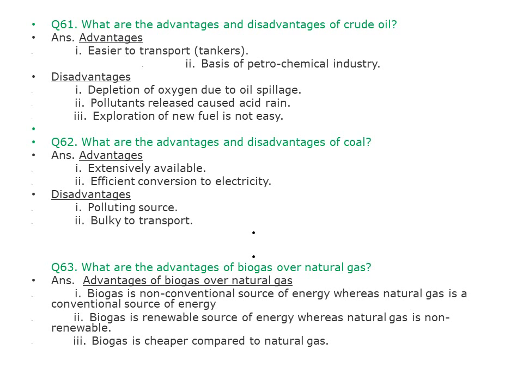What are the advantages of biogas over natural gas? Biogas is a non-conventional source of energy, whereas natural gas is a conventional source of energy. Biogas is a renewable source of energy, whereas natural gas is non-renewable. Biogas is cheaper compared to natural gas.